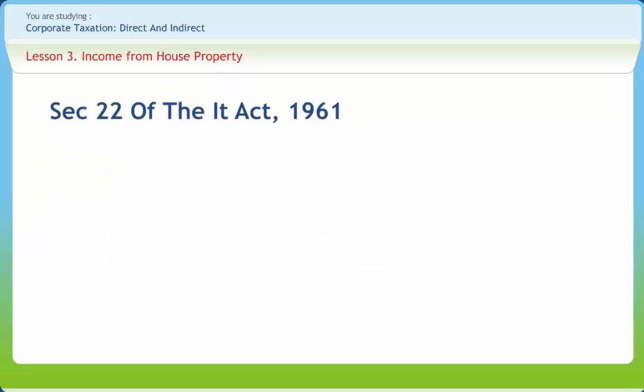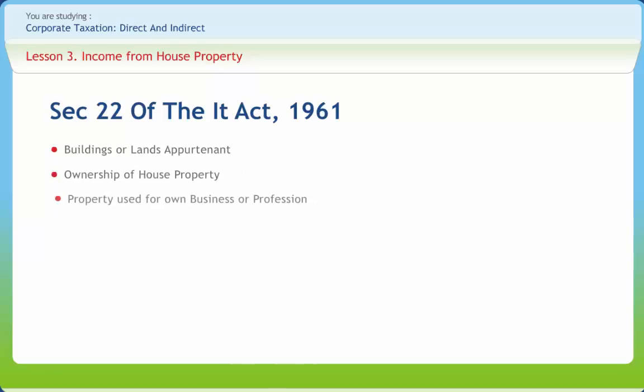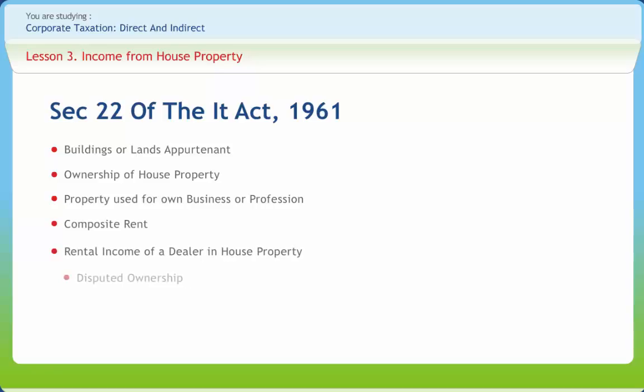Now let's discuss some terms as per Section 22 of the IT Act 1961. It can be understood under the following heads: buildings or lands appurtenant, ownership of house property, property used for own business or profession, composite rent, rental income of a dealer in house property, disputed ownership, house property in a foreign country, property incomes exempt from tax.